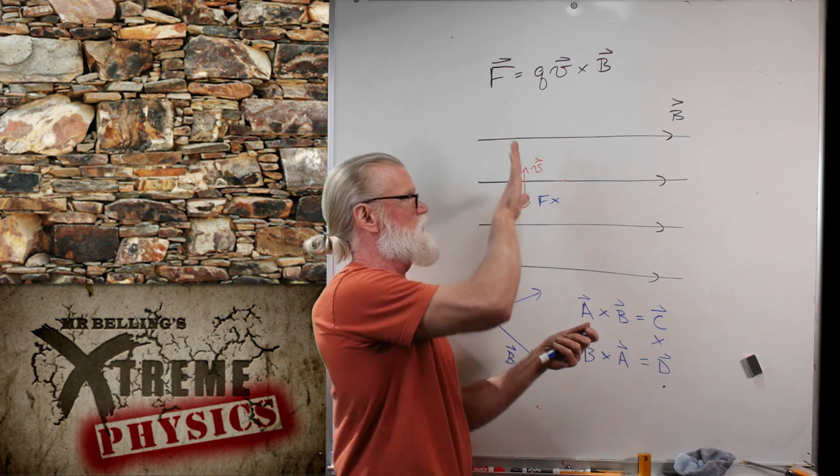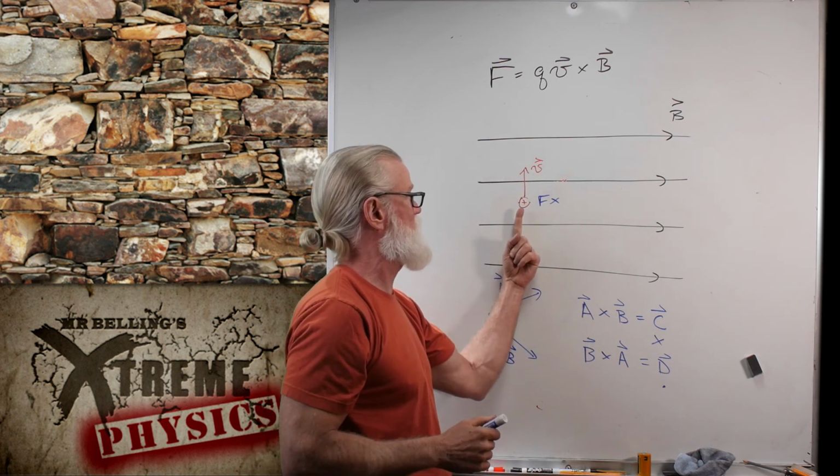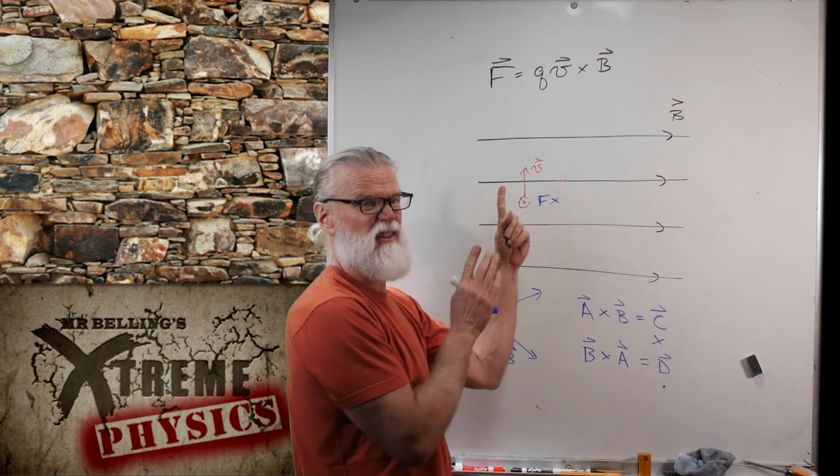Force is into the board. V cross B into the board. The force on this thing is into the board. So if this was going straight up like this, it would start curving that way.